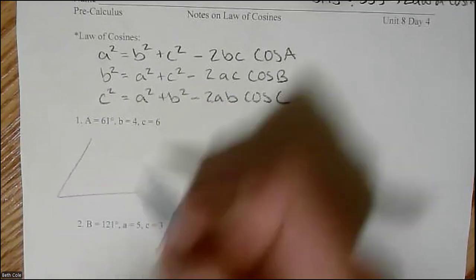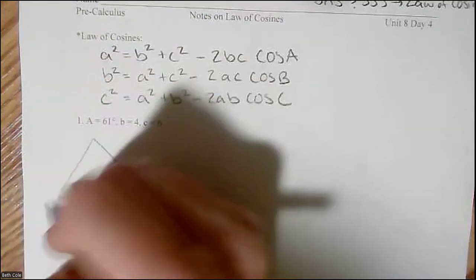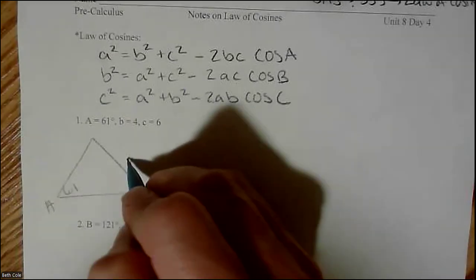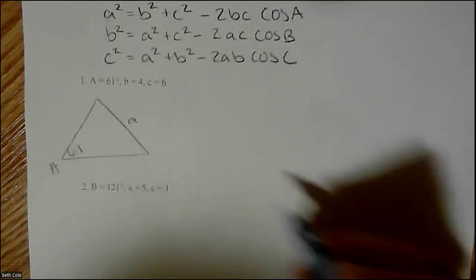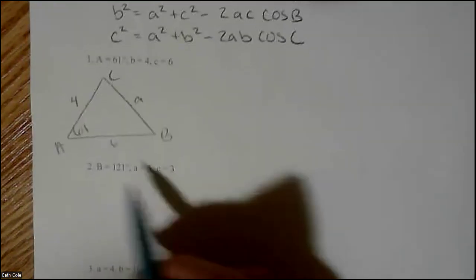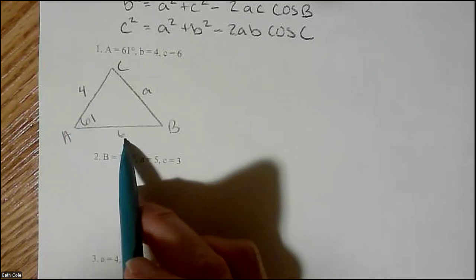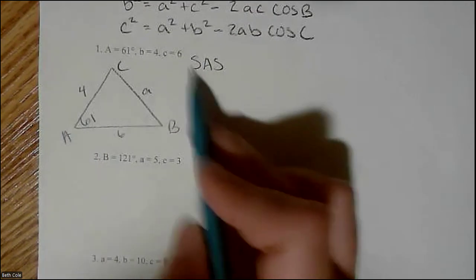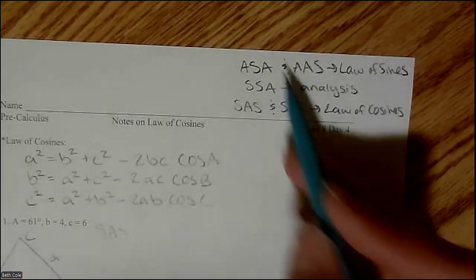So let's go ahead and draw our first triangle. Start at the bottom left is A, which is 61. I don't have little a. And then little b is 4, and little c is 6. So our pattern here is side, angle, side. The angle is in between the two sides. So that tells us law of cosines. Again, the pattern tells you what to do.